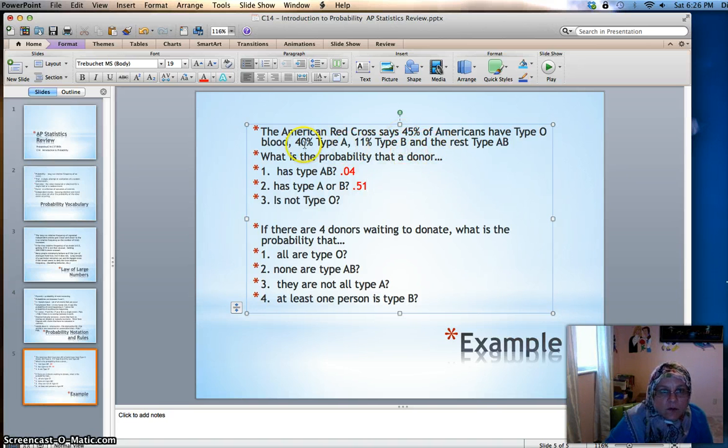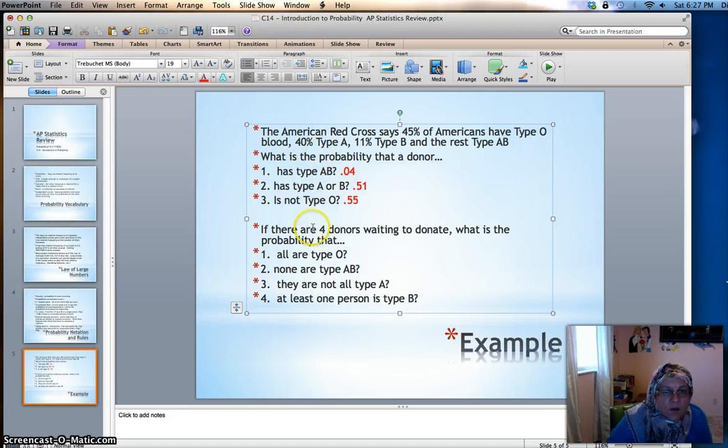Not type O, and so we know that type O is 45%. What we could do is add up type A, type B, and type AB, or we could just do 1 minus the, 100% minus the 45%, or 1 minus 0.45 using that complement rule. Hopefully you can do that in your head. 1 minus 0.45 is 0.55, right? Let's make that red though.